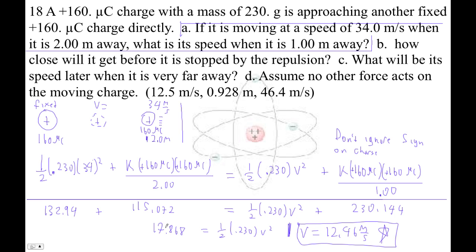There you go. So when you set these kinds of problems up, it's just 1/2 mv squared plus k q q over r. Don't ignore the minus signs and the plus signs. That's important. Had this been a negative charge, this term would be negative, and you'd actually get a higher velocity when it's 1 meter away.